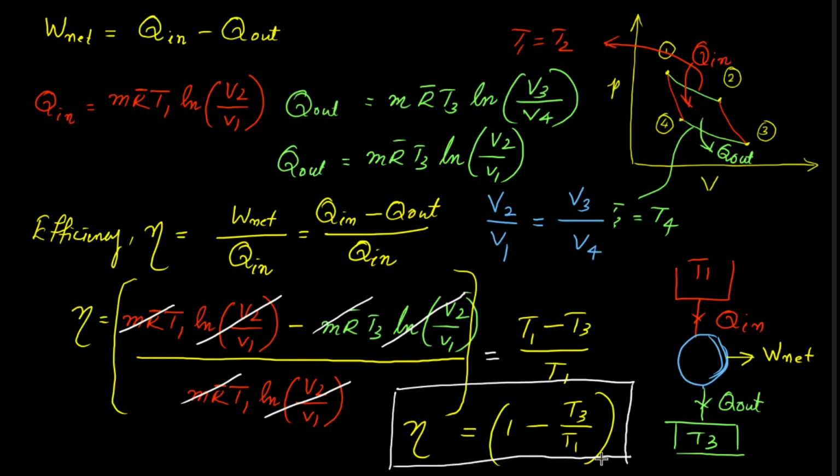Efficiency does not depend on any material properties. It does not depend on the Cp, Cv or any substance. It does not depend on the gas we are considering. It only depends on the temperature of the reservoirs. Heat engine works between temperature T1 and temperature T3, so it depends on T3 and T1 only. This is the maximum efficiency we can get from any heat engine.